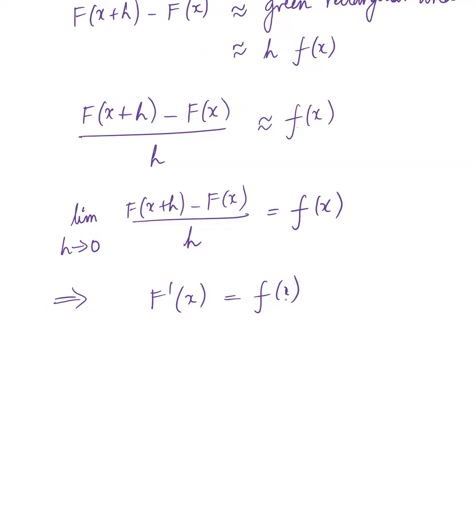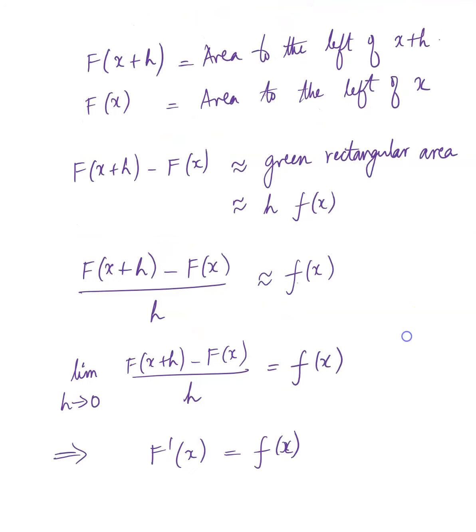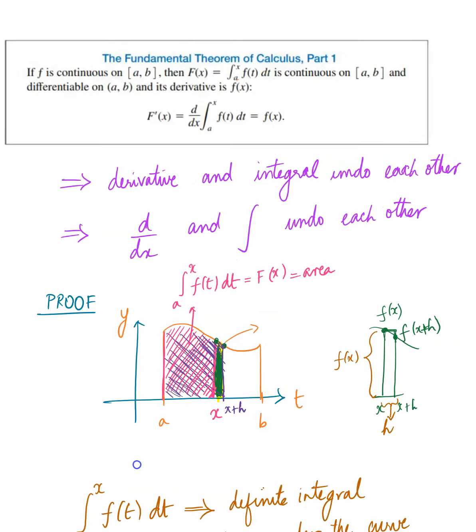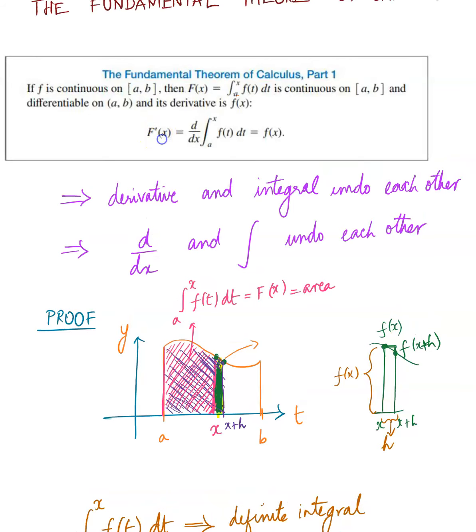And that is what the fundamental theorem of calculus part 1 tells us. It says capital F prime of x is the same as f of x. It's as if you took the derivative of the area, which gave us the function. It's as if these two kind of cancelled off, right? Left us with just the area.